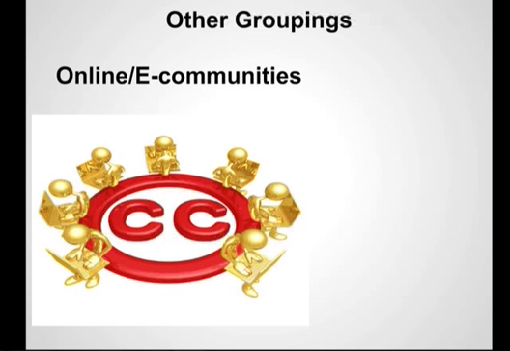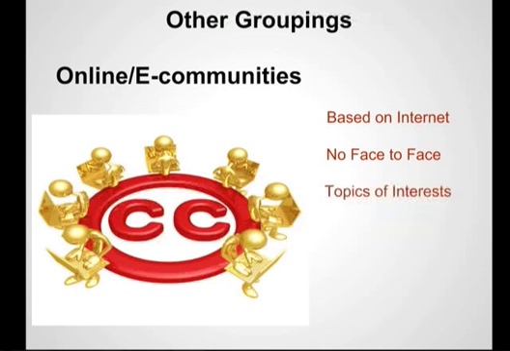A fifth other group, you could say, is online or e-communities. Now, there are certain characteristics that make this a group in a new way and also in an old way. First of all, it's based on the internet. You must be on the internet. And in a sense, that's a new way of existing in a group. And there's no face-to-face contact required to be part of this type of group. On the other hand, topics of interest drive the person to join these groups.